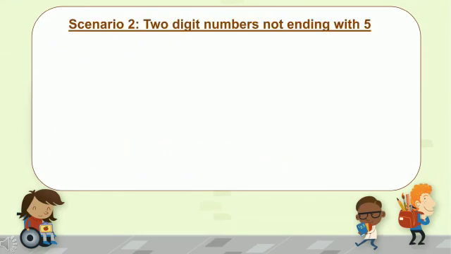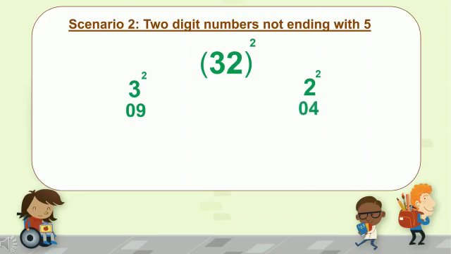Let's look at one more example, square of 32. First write 3 and 2 separately. Second, square of 3 is 9. We write it as 09 to make it two digit. Similarly, we write the square of 2 as 04. So we write this as 0904.